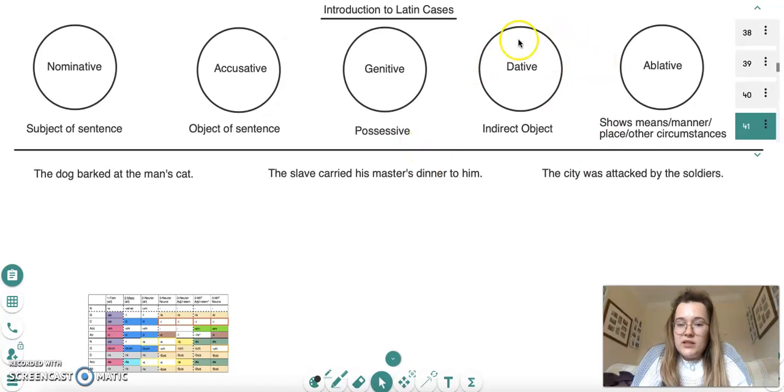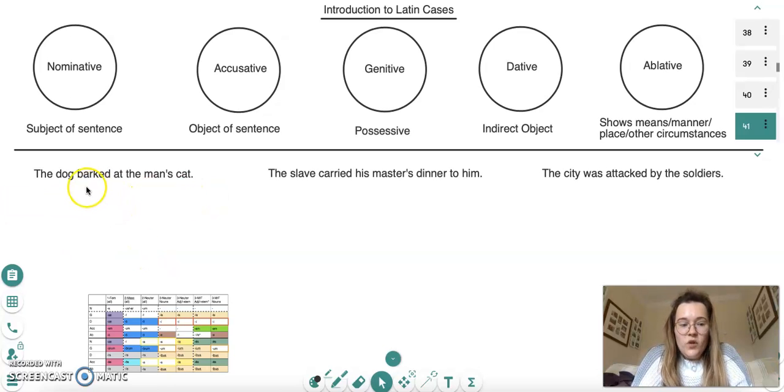So you've also got the dative, which is used to show an indirect object. Quite difficult to explain, but easier to look at in some of the example sentences that I've put below. You've also then got the ablative, which shows means and manner. Or place, or it can be used with a number of other prepositions as well. So it's the way in which something is done, or by what means, in what manner something is done. But again, we'll have a look at these example sentences.